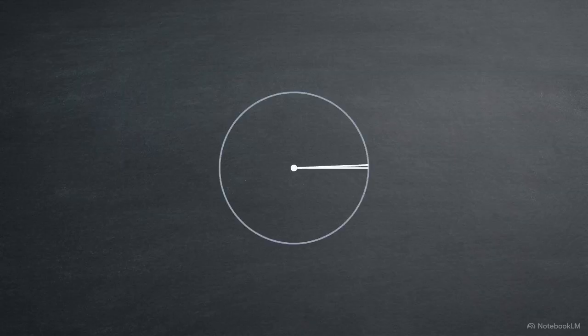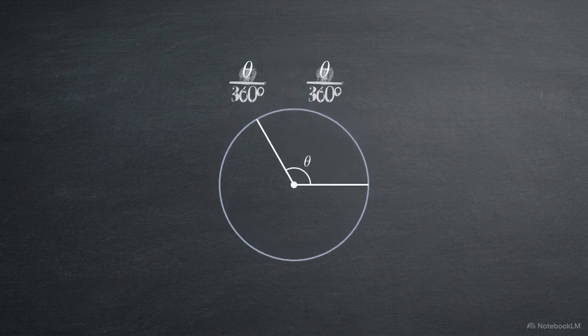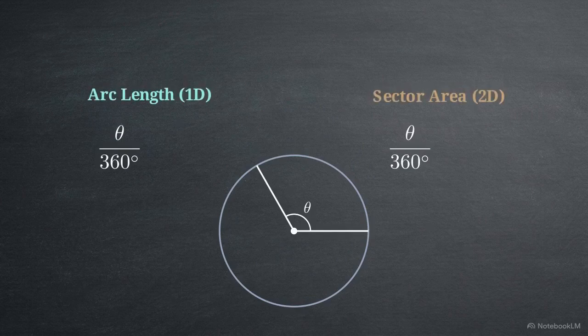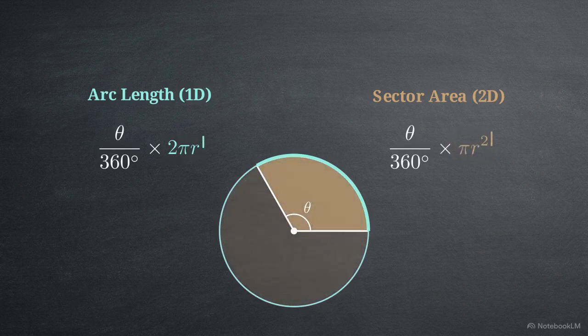Measuring parts of a circle requires selecting the correct dimension. Both arc length and sector area use the same central angle fraction, theta over 360, but they scale different base formulas. Arc length uses the linear circumference, while sector area uses the total squared area.